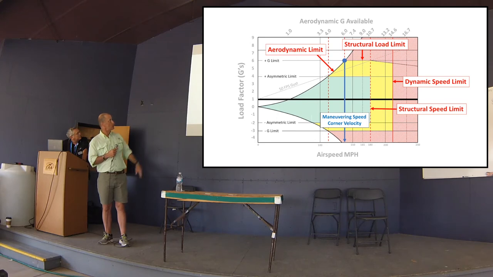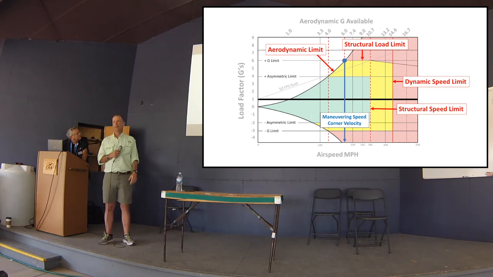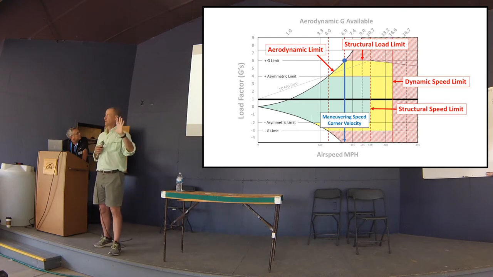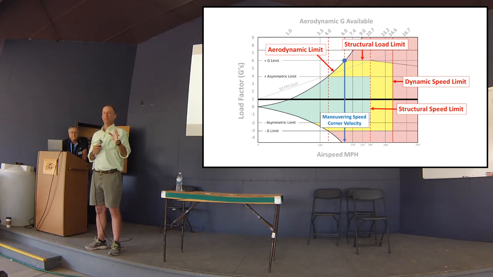Across the top is the structural load limit of the airplane. So this is a 6G symmetric limit on this airplane. Because this is my airplane, I have asymmetric and symmetric limits. Dan does not specify asymmetric limits. Does everybody understand the difference between a symmetric and an asymmetric pull in an airplane?